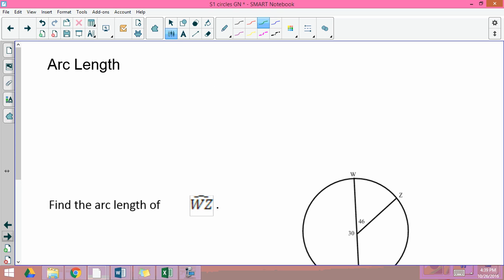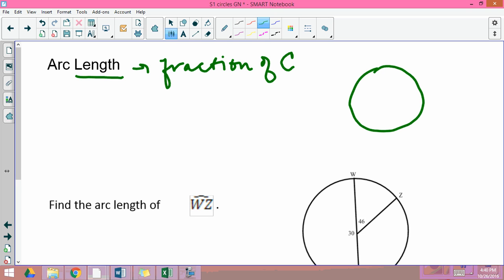Another thing we can talk about is arc length. Now don't get arc measure confused with arc length. Arc length is what fraction, what portion of the circumference. So it's a measure of the circumference, and it's a fractional piece, because we're really going to talk about how long this is, and we need to know what fraction of the distance all the way around it is.